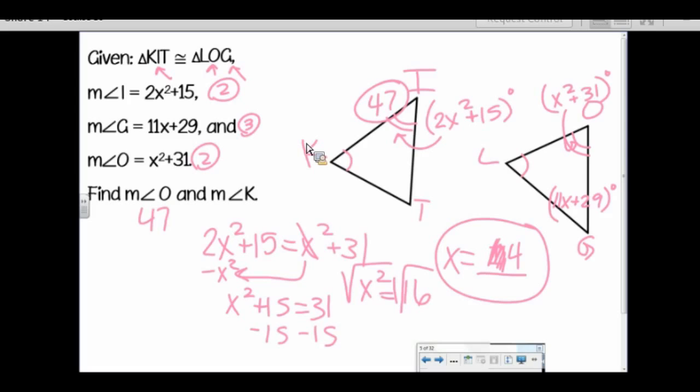11x, 11 times 4 plus 29, 73. And now we can use the triangle sum theorem to get our remaining angle K. And that's how we get 60 degrees for K. So the answers were 47 and 60.